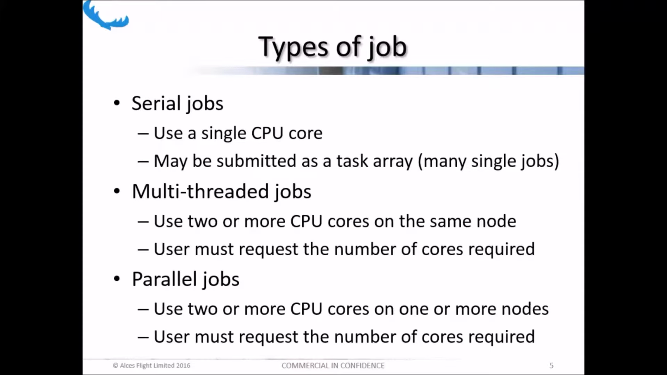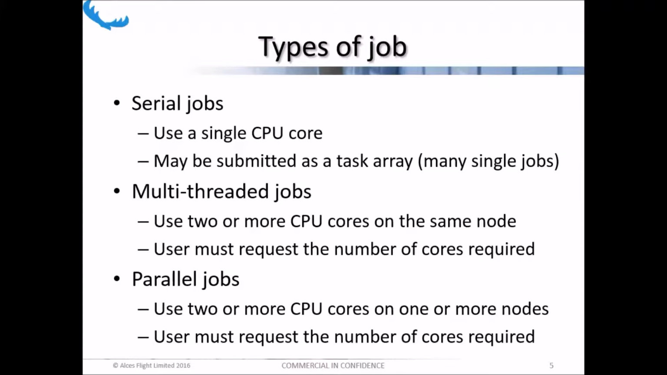Sometimes people might want to run a lot of serial jobs together, and that's called a task array. The second type of job is a multi-threaded job. This is using multiple CPU cores on just one node of your compute cluster. A lot of software falls into this category these days, and users must tell the scheduler how many cores they want to use when they submit their job.